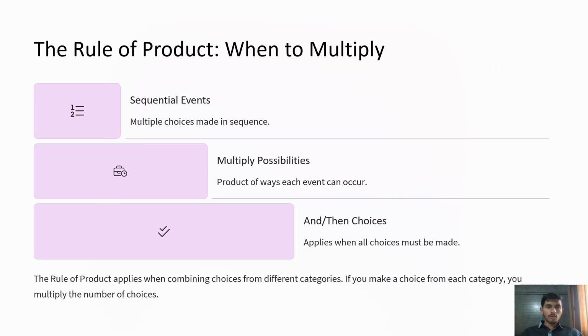The next is the rule of product, when to multiply. When sequential events occur, with multiple choices made in a sequence, we use the multiplication rule. We multiply possibilities, the product of the ways each event occurs. The and-then choice applies when all choices must be made. The rule of product applies when combining choices from different categories. If you make a choice from each category, you multiply the number of choices.